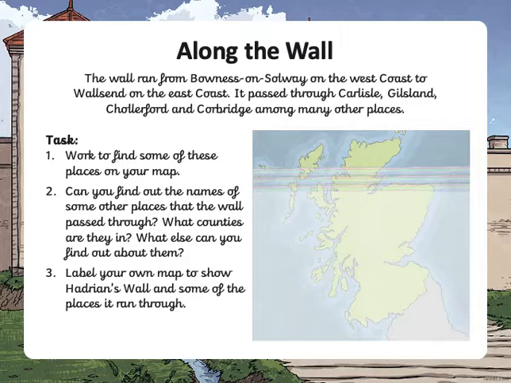Right, so this is an optional thing. If you want to, you can work to find some of these places on your map. Can you find out names of some other places the wall passed through? What counties are they in? And what else can you find out about them? Label your own map to show Hadrian's Wall and some places it ran through. So that's an optional extra. If you want to do it, you can, but don't worry too much because we're going to focus on our fact file.